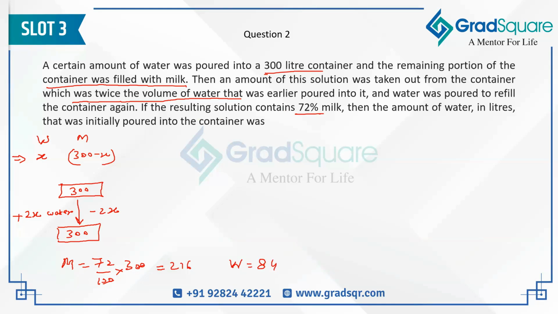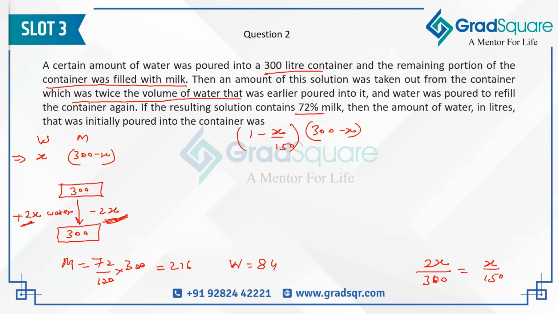Now understand this thing, that your milk quantity in the mixture initially was 300 minus x. Now, what fraction of the mixture are we removing? We are removing 2x out of 300. That means effectively we are removing x by 150 as a fraction, right? So milk quantity left after this step is going to be 1 minus x by 150 times the original quantity of milk, which was 300 minus x. So this will be the quantity of milk left after this step.